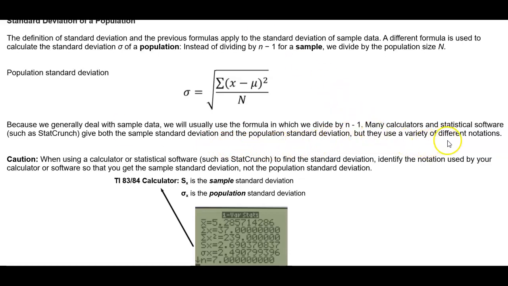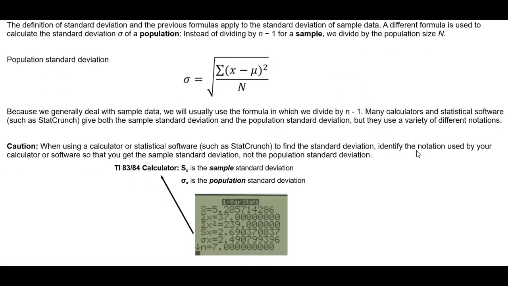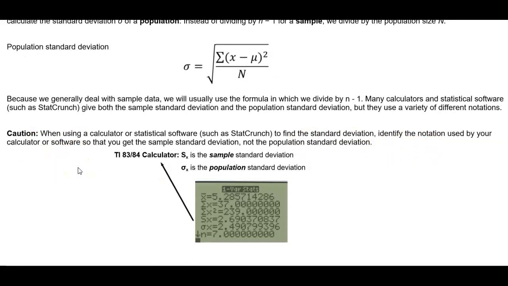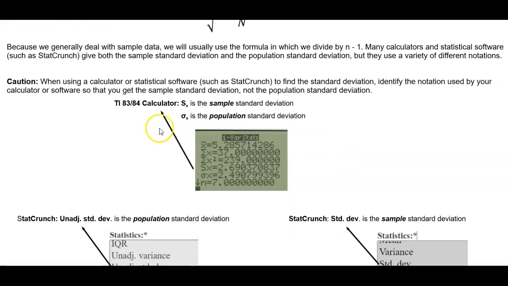Many calculators and statistical software such as StatCrunch give both the sample standard deviation and the population standard deviation, but they use a variety of different notations. Now, caution: when using a calculator or statistical software such as StatCrunch to find the standard deviation, you want to identify the notation used by your calculator or software so that you get the sample standard deviation, not the population standard deviation. So I have some displays here.